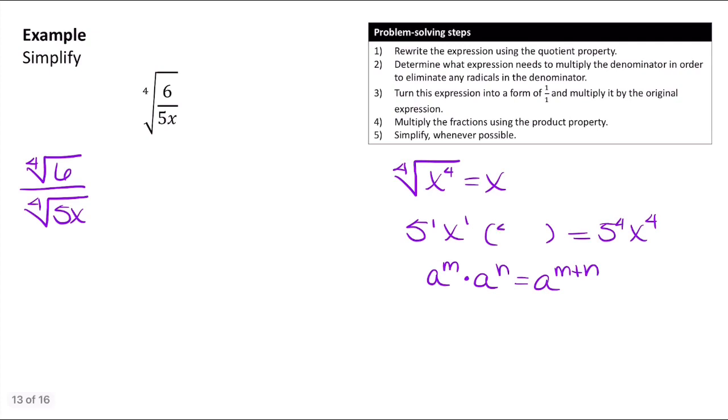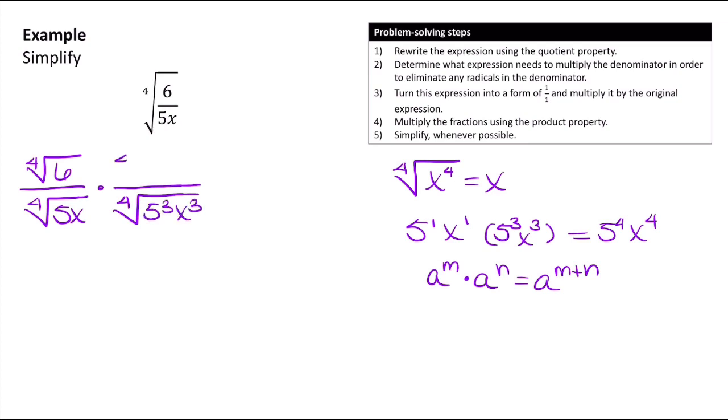So I need to figure out 5 to the what multiplied by 5 to the 1 is going to give me 5 to the 4th. Well, 1 plus what equals 4? Well, 1 plus 3 equals 4, right? So I'm going to multiply by 5 cubed. I'm going to do the same thing with x because 1 plus 3 equals 4. Well, remember, since this original term is under the fourth root, I need to put this monomial that I figured out under the fourth root, right? So I'm going to multiply by the fourth root of 5 cubed x cubed.